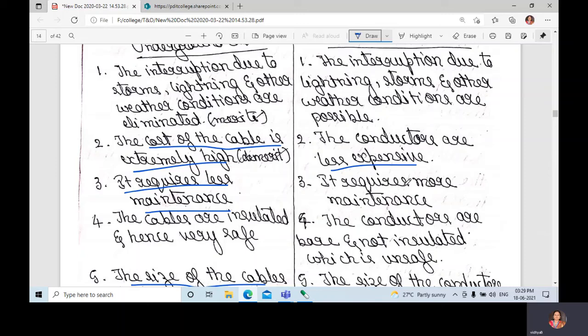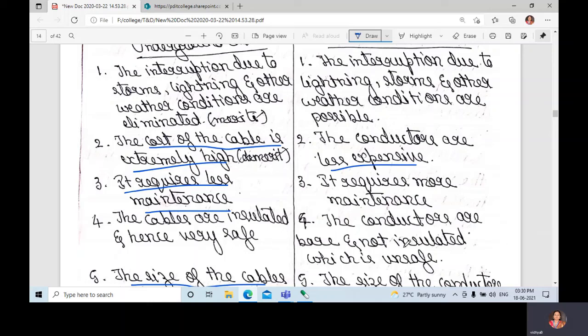Here in overhead lines we have come to know about it, right? They require more maintenance, because of accidents, or in wind seasons and rainy seasons. Maintenance will be more in overhead lines. The cables are insulated and hence very safe. Here more layers of insulation are there, so it is very safe.